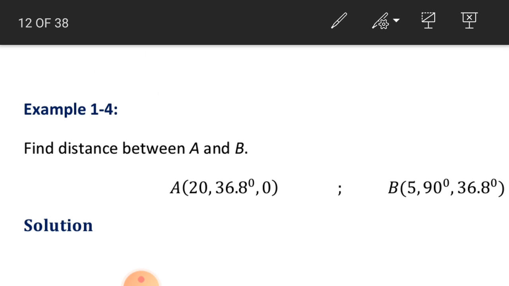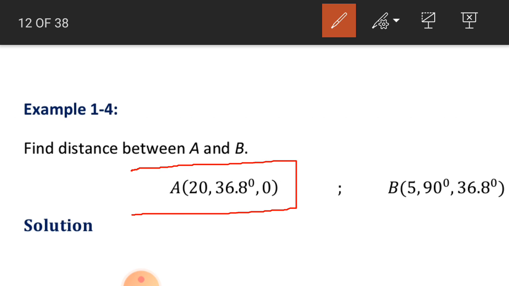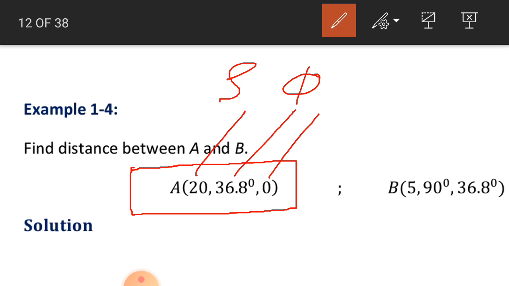Example number 4, find the distance between A and B. This point is in the cylindrical coordinate system. Rho is 20, phi is 36.8 degree, and z is 0.